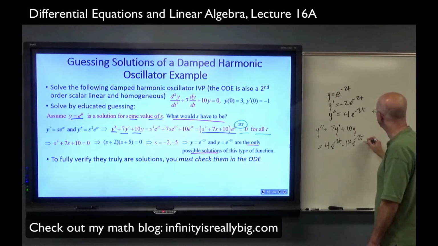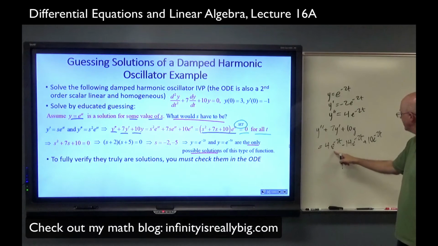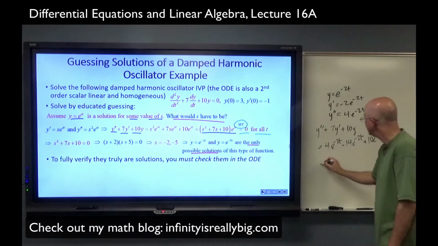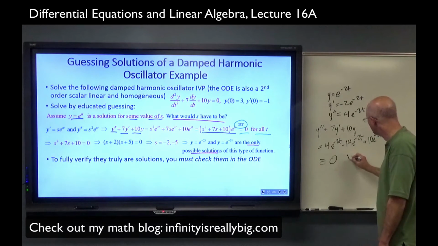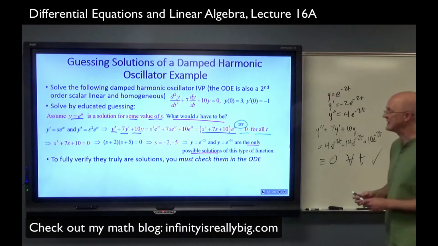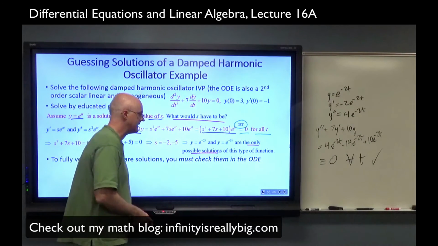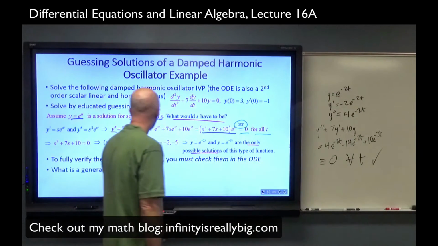So we're just checking when we plug all these things in here. I ultimately get 4e to the negative 2t minus 14e to the negative 2t minus 10e to the negative 2t plus positive 10e to the negative 2t is identically 0. Maybe put 3 lines there to emphasize that it's identically 0 for all values of t. Remember, my upside down A means for all. And that checks it, and that logically proves that e to the negative 2t is a solution. Similar calculations would verify that e to the negative 5t is also a solution. I'll leave that to you to check.